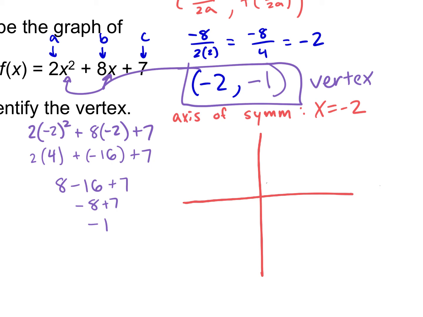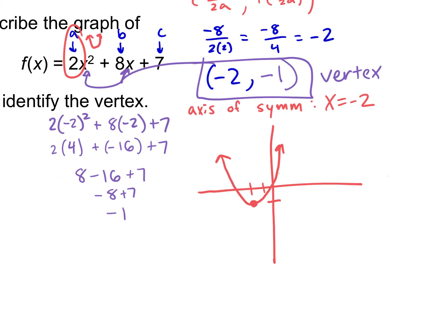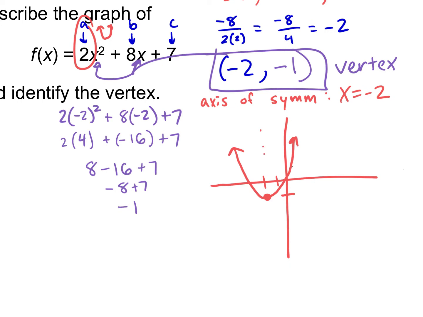I can graph this. I'm going to put my vertex at -2, -1. Does my graph open up or open down? It opens up because A is positive, so that means it opens up. So we open up like this. My axis of symmetry goes right through -2.